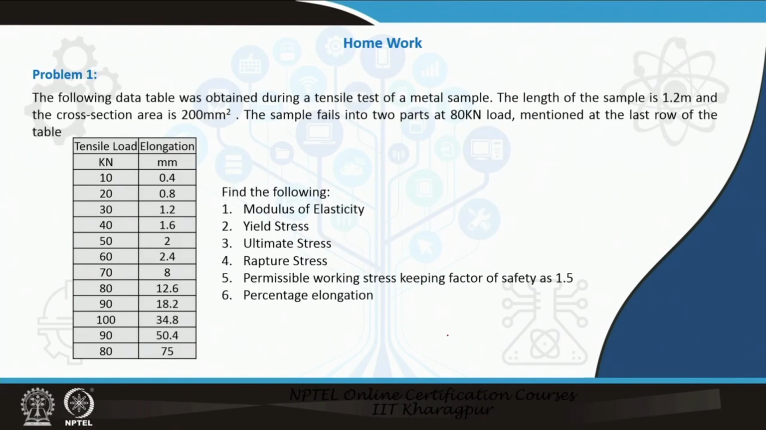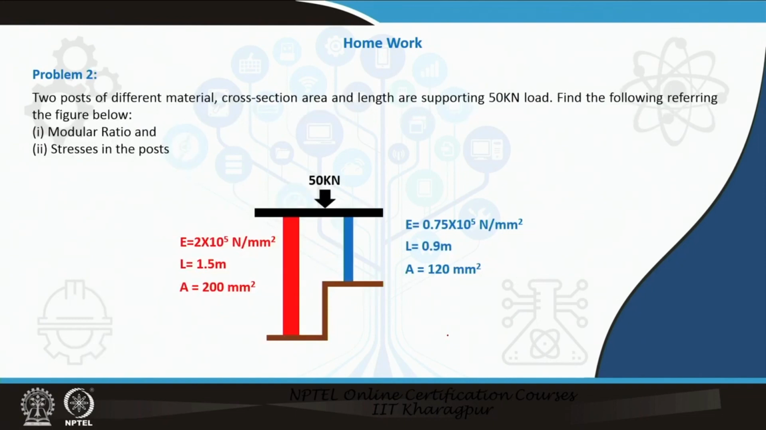In the first problem, I have given tensile test load data, the tensile load and the elongation of a body. You have to find these particular values: modulus of elasticity and yield stress. You have to plot it, or sometimes from this data you can also find the answer. The second one is an exercise on the modular ratio. Just like our first example, I have given 2 bars with a loading of 50 kilonewton on a red material and a blue material, two various posts under this load. You have to find the stress in the red and blue posts.